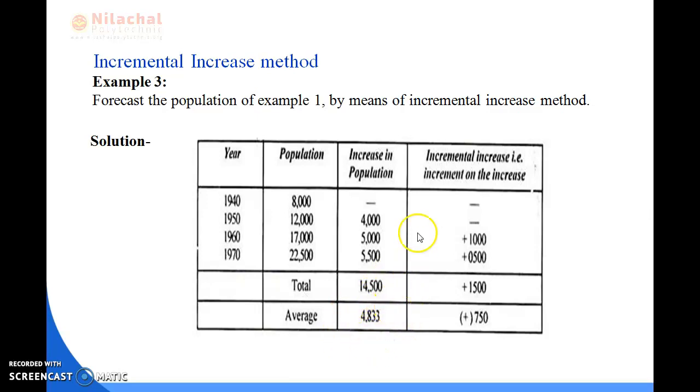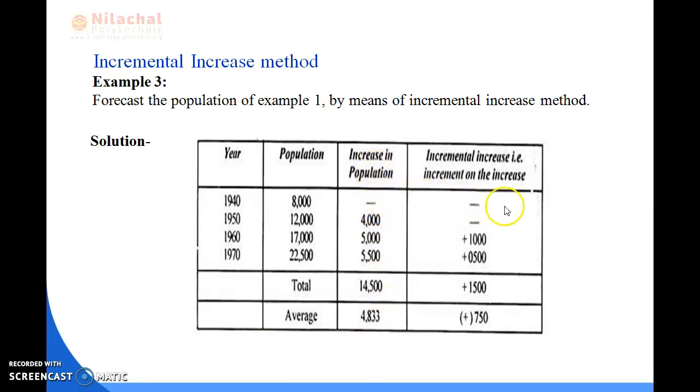Okay, next we'll be finding out the incremental increase, that is, the incremental increase method. Instead of x we can take it as IA. Next we will find out the incremental increase. Incremental increase means we take the average of x, or the average of IA, that is, the increase in population.